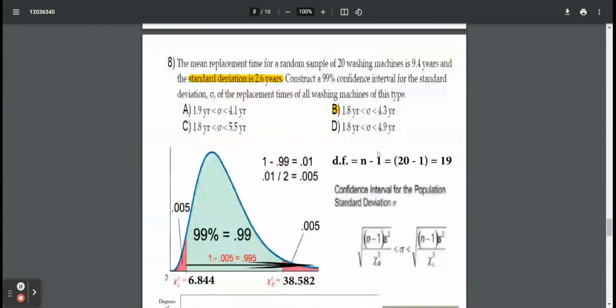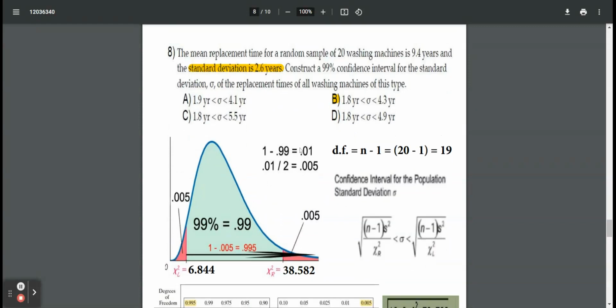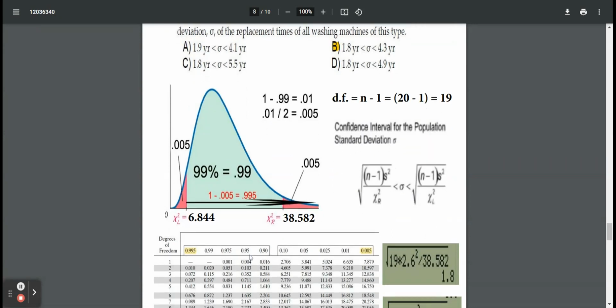All right, number 8. Here I just highlighted standard deviation. I didn't want to get confused with the mean being 9.4 kilos. 99% confidence interval. All right, so that's the area in blue, the major area. So the remaining is 0.01 area left, shared equally with the two areas in red. Half of 0.01 is 0.005 here, and this area here, 0.005.